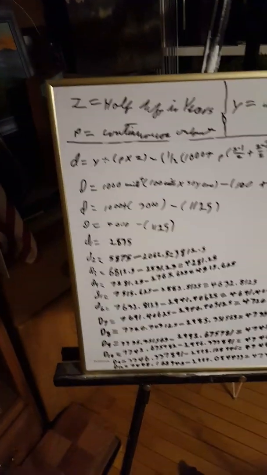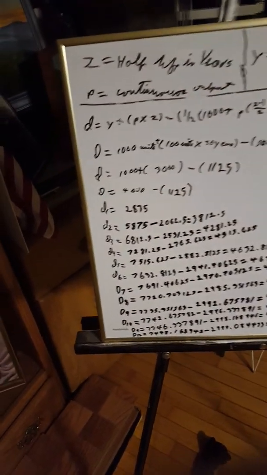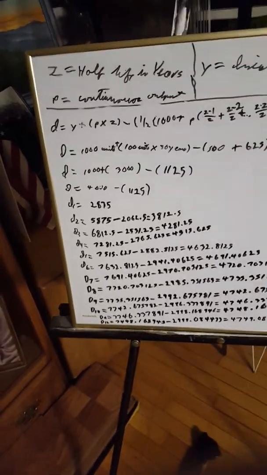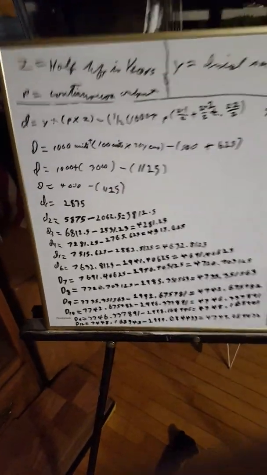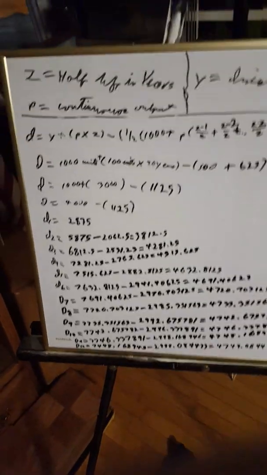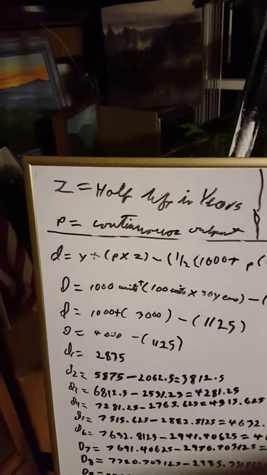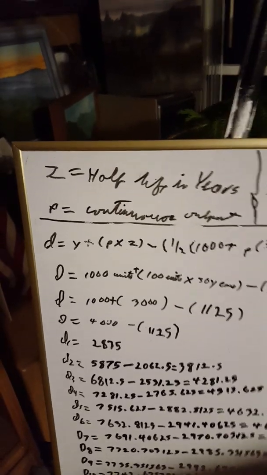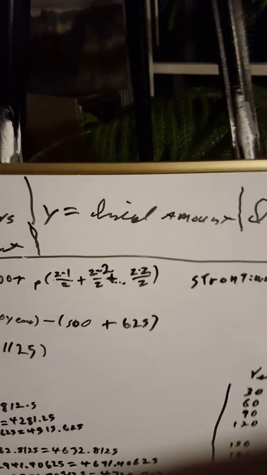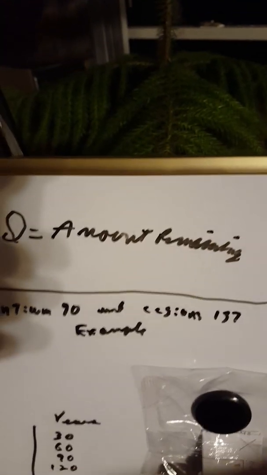Okay folks, this is my Fukushima redo on the radiation levels using the proper equation this time. As you can tell, we still have our Z equals half-life in years, P equals continuous output, Y equals initial amount or output, D equals amount remaining, that's of the radiation remaining out.